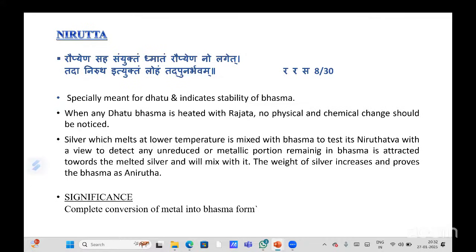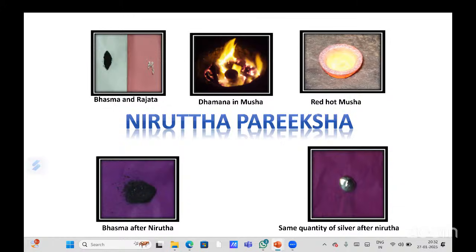Here we will take Basma, here the example of Rajana Basma. You have to take the Basma, we will mix with silver and we will heat. When the silver melts, it is taken out from the Agni and allowed to cool. After that, the silver is taken out and weighed. Before and after, there should not be any weight gain in the silver. If there is no weight gain, that indicates the basma has passed the Nirutta Pariksha.